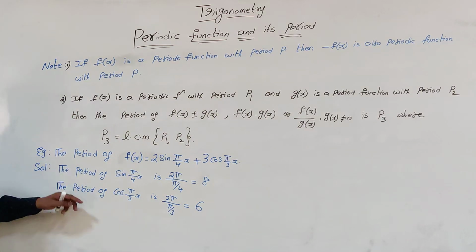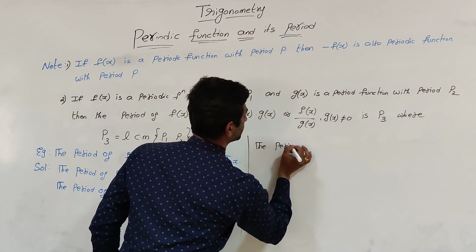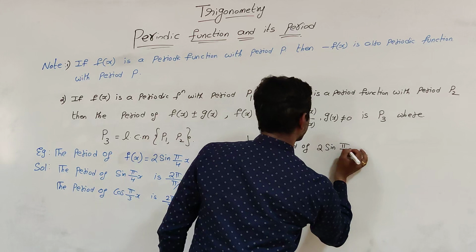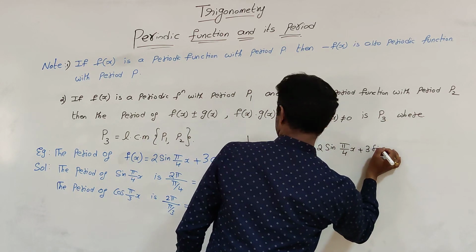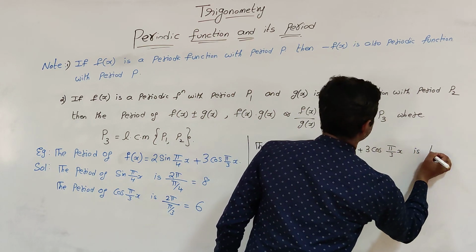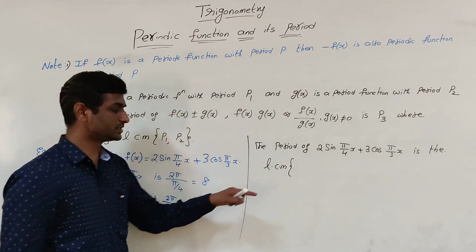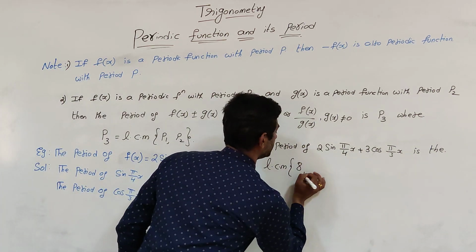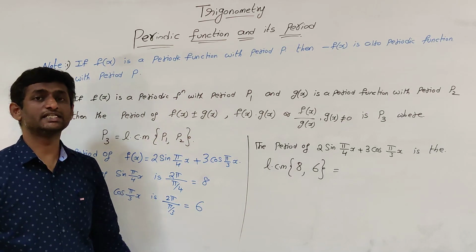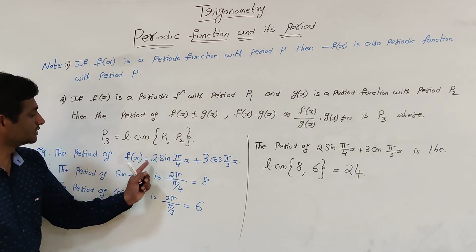Now, as we know the individual periods, the period of 2 sin pi by 4x plus 3 cos pi by 3x is the LCM of two periods, 6 and 8, or we can have 8 and 6. So what is the LCM of 6 and 8? The LCM of 6 and 8 is 24. So the period of the function is 24.